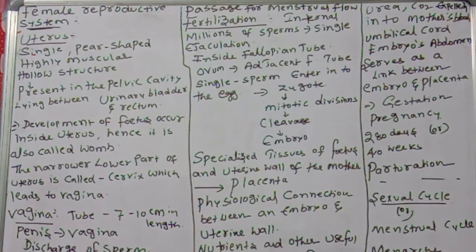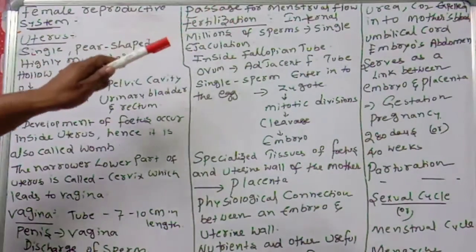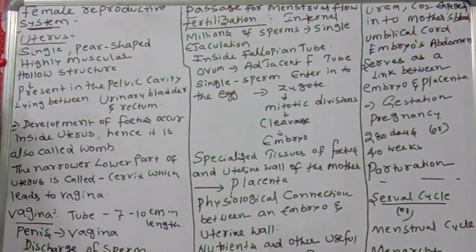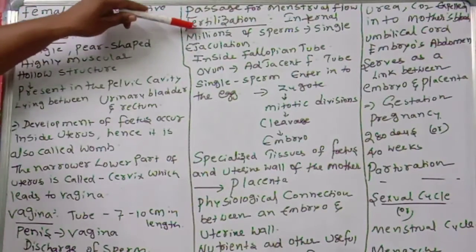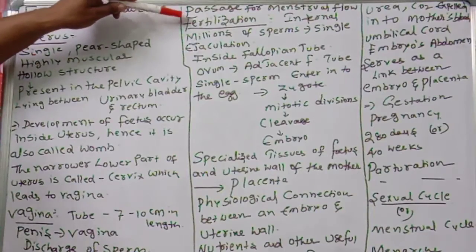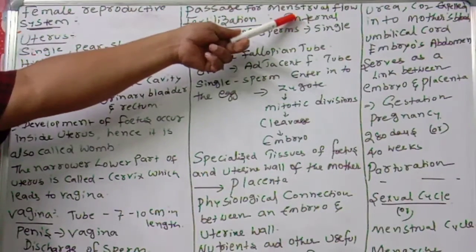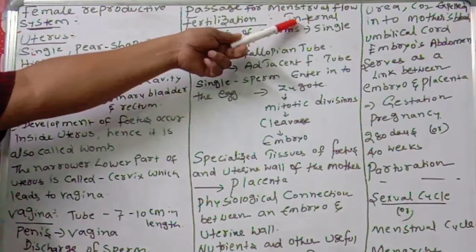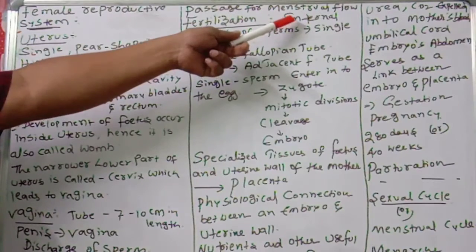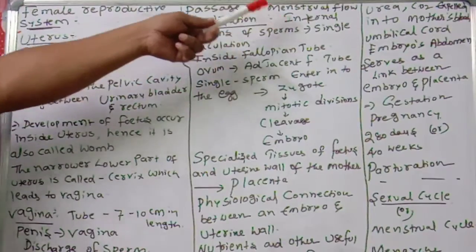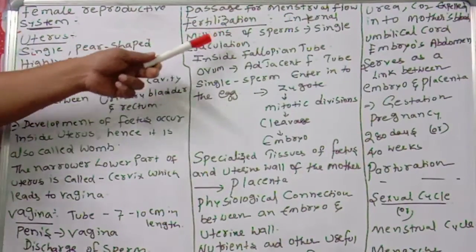Next, fertilization. What is fertilization? In general, the combination of male and female gametes is called fertilization. Fertilization is internal. What is the meaning of internal? The male and female gametes join together inside the body. When the male and female gametes join inside the body, such fertilization is called internal fertilization.